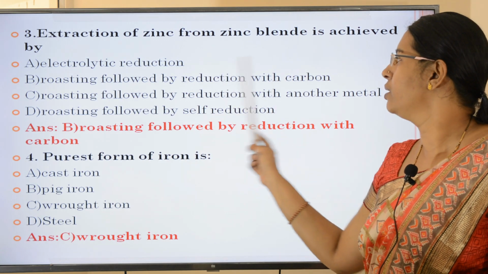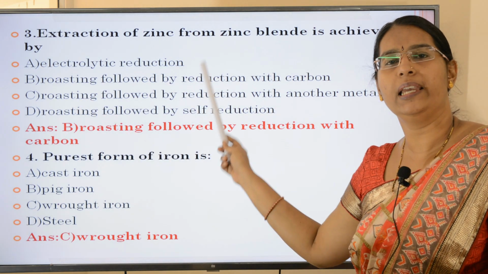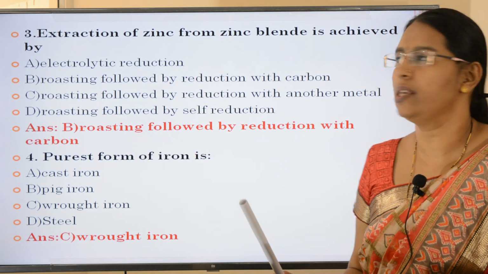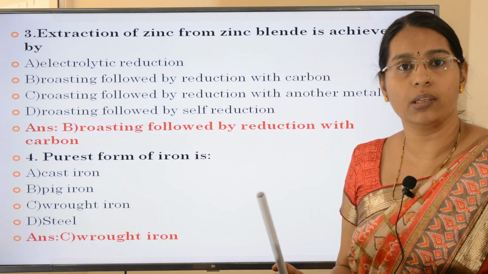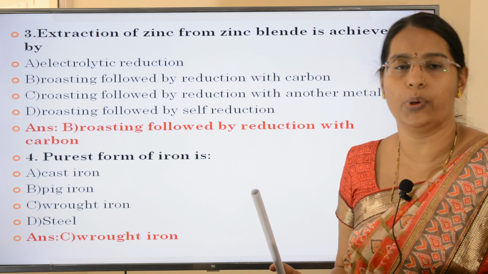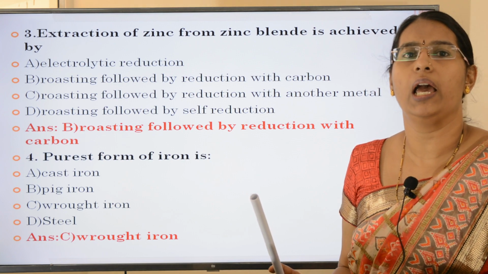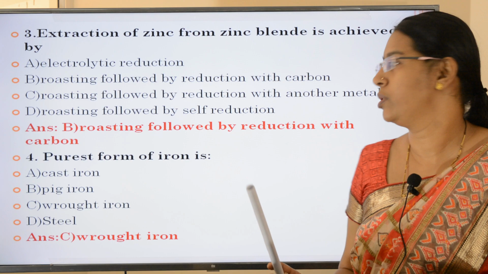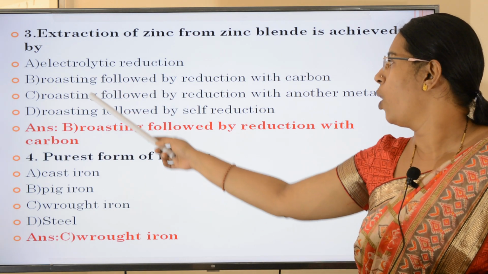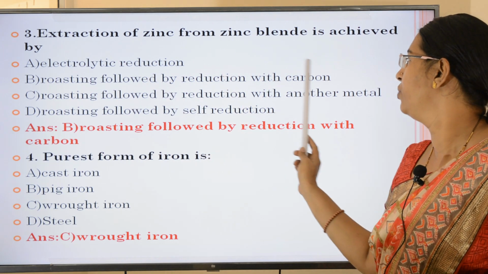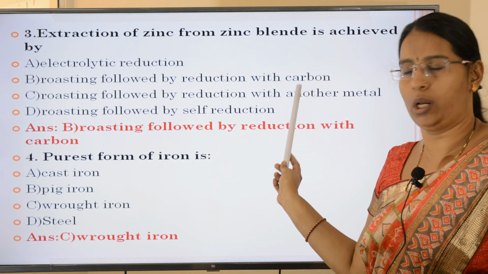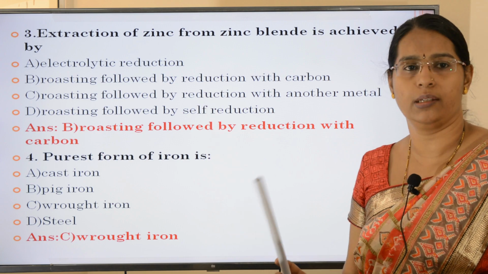The next step is, after roasting, it is heated with coke, that is nothing but a form of carbon, and this process is also called the smelting process. Sometimes it can even be asked as the smelting process. So the correct option is option B, roasting followed by reduction with carbon or coke. That is the correct answer.